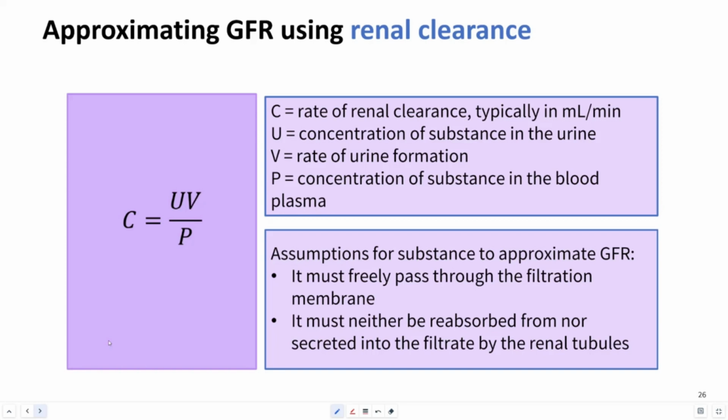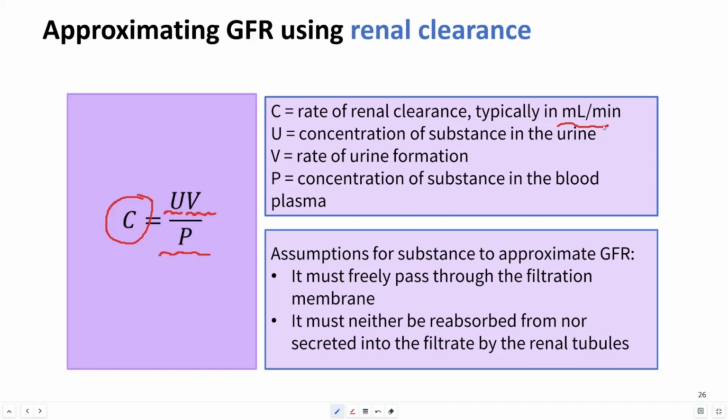The equation is as follows. You have the concentration of whatever substance inside the urine, multiplied by the rate of urine formation, divided by P, which is the concentration of the substance in the blood plasma. And that will give you C, the clearance of that compound, typically expressed in milliliters per minute. But many medications out there exhibit renal plasma clearances that are higher than GFR.